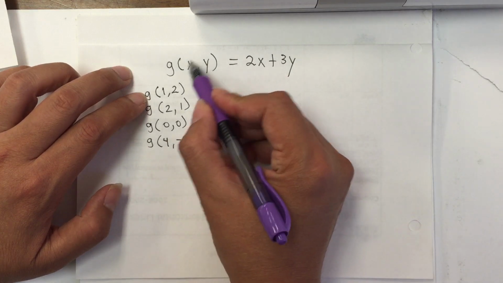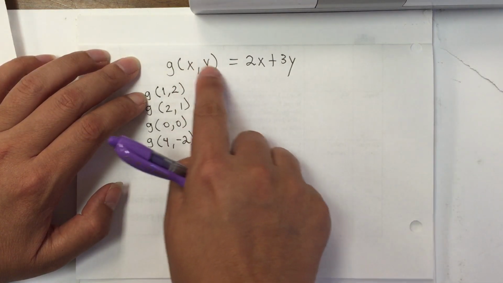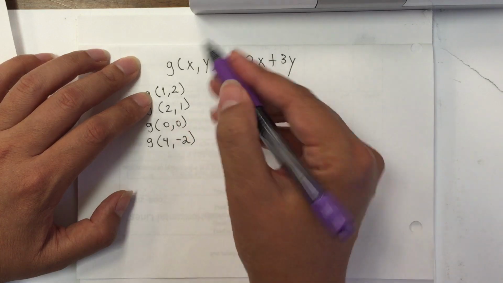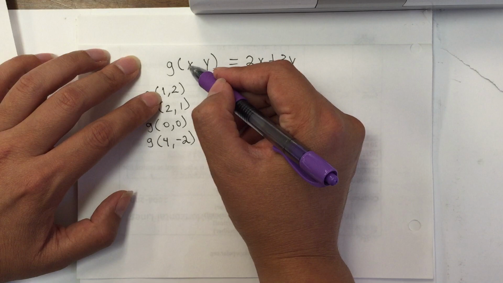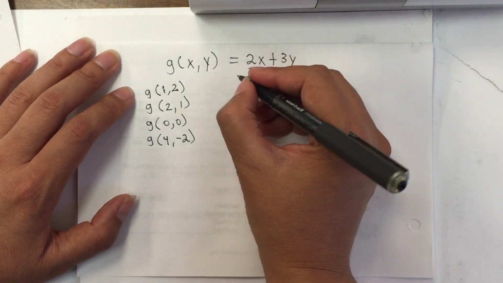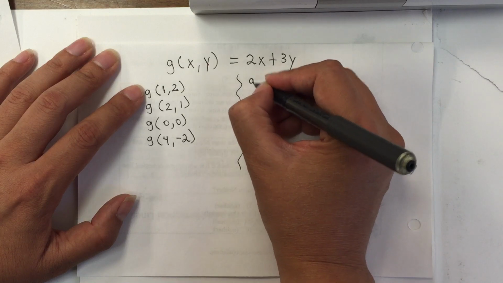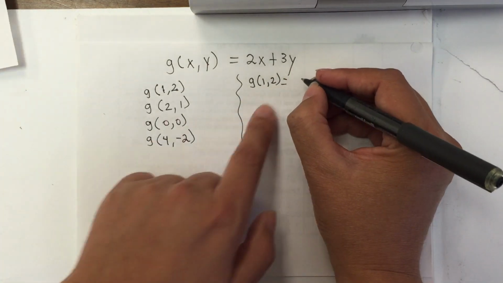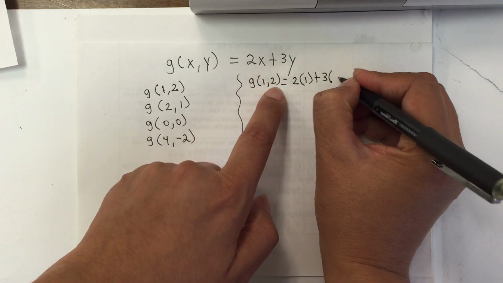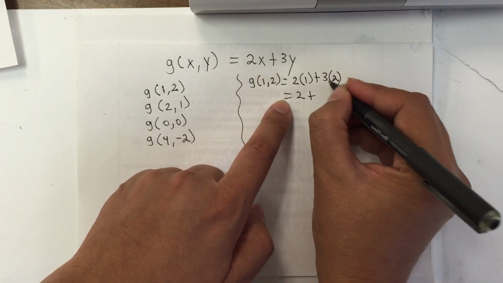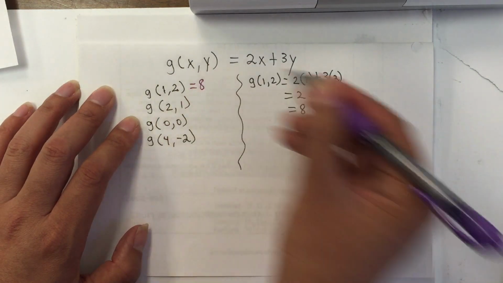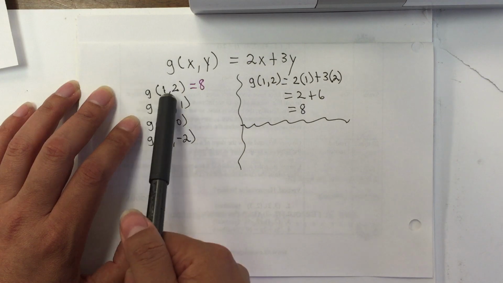So if you look at this order, if I had y first and then x, that would be okay, but that means that the first one will be representing the y and the second the x. But in here, the variable is x first, so you have to keep the order. It means that the first number is always going to be x, your second number will always be y. And so for the first one, g of 1 and 2 is equal to 2 times 1 plus 3 times 2, and 2 times 1 is 2, 3 times 2 is 6, and 2 plus 6 is 8. So my g of 1 and 2 is equal to 8.